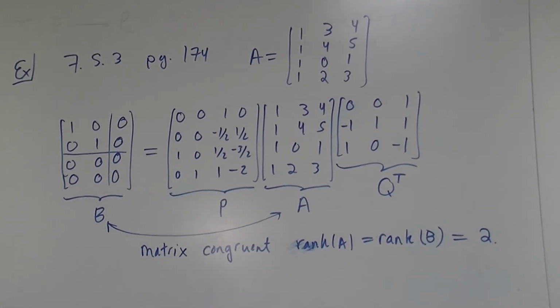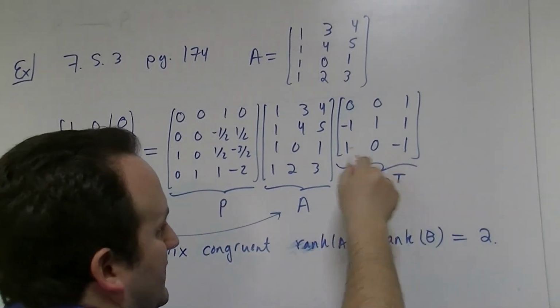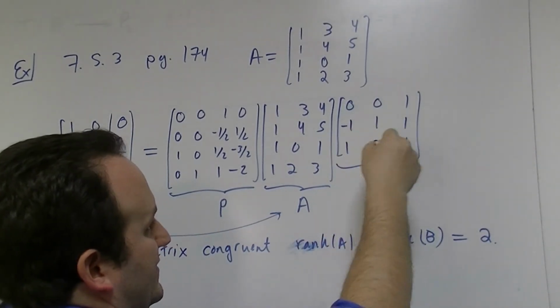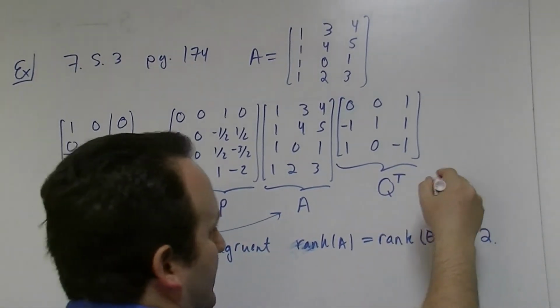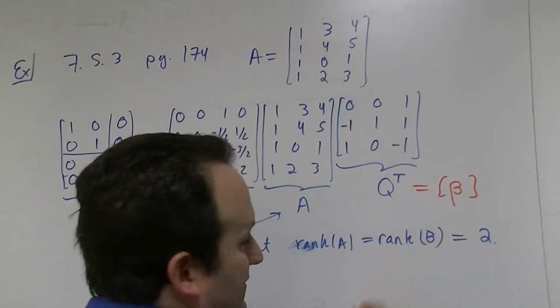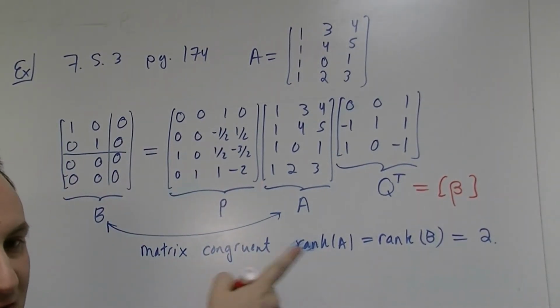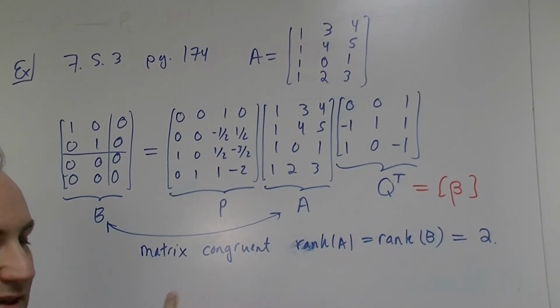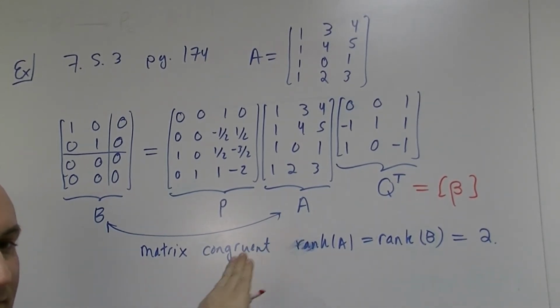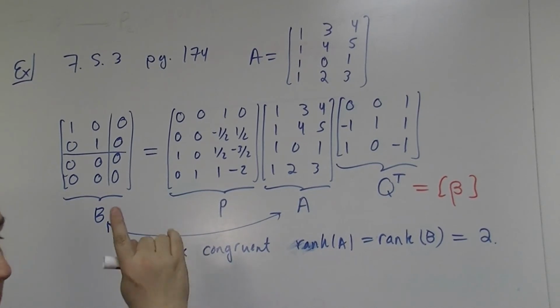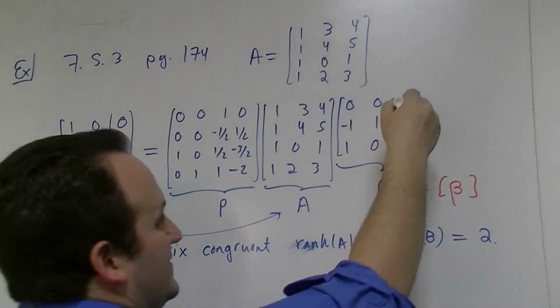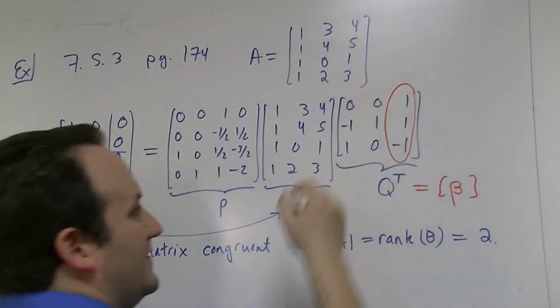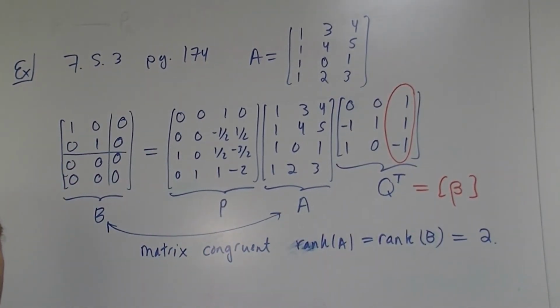I don't want to spend too much time blathering on, but you might notice that this matrix actually has in it the basis beta as described in the theorem. Q transpose is actually the basis matrix for the basis as described in the theorem. And in particular, if you believe me, the nullity of A is 1, the dimension of the kernel is 1, right? And if you believe me, then this should actually be a basis for the null space of A. Now how do we check?